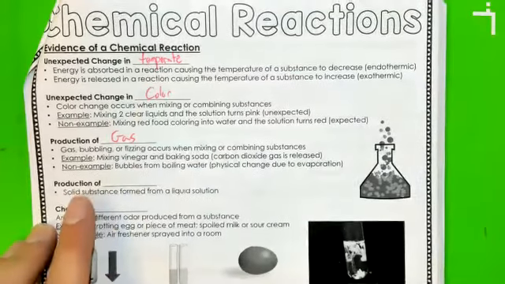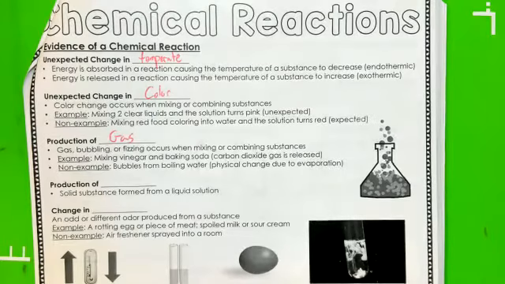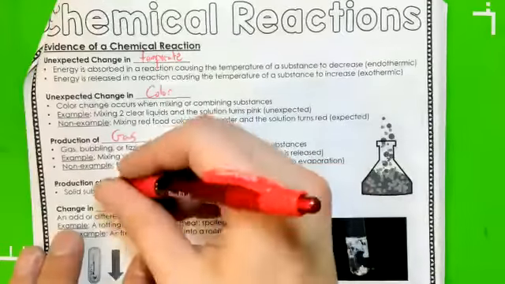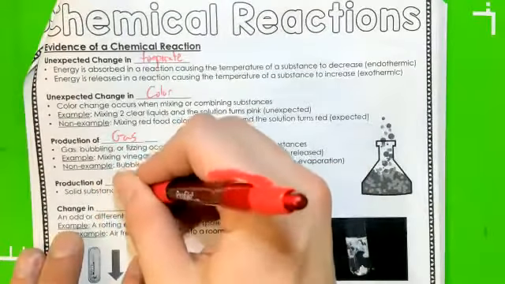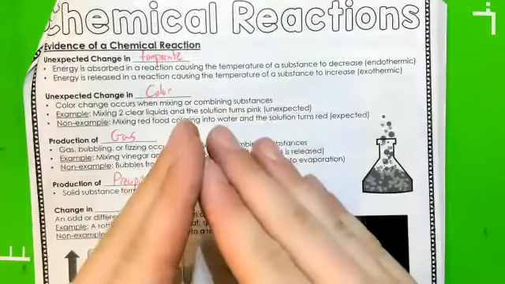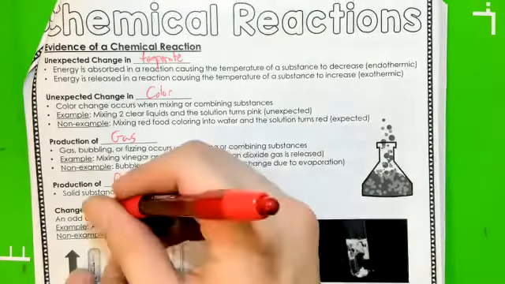Production of a gas. If you see bubbling or fizzing, that means that carbon dioxide is being released. A lot of the time, carbon dioxide or some type of gas is being released. Next would be the production of a precipitate. It's a hard word, but all it means is that two liquids come together and form a solid, a precipitate. And the last would be a change in smell.